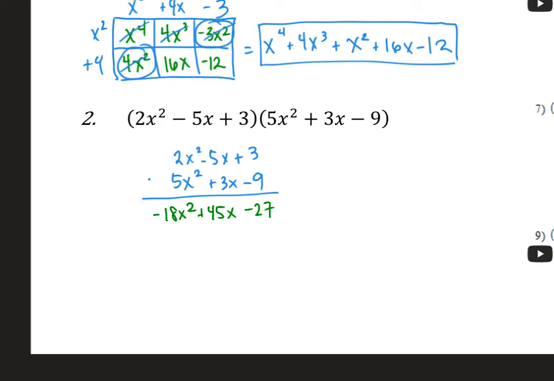Okay, the next terms we are going to do, we're going to multiply the 3x. So 3x times 3, that's 9x. So I'm going to write that under the 45x. So that's positive 9x. 3x times negative 5, that's negative 15x squared. 3x times 2x squared is 6x cubed.